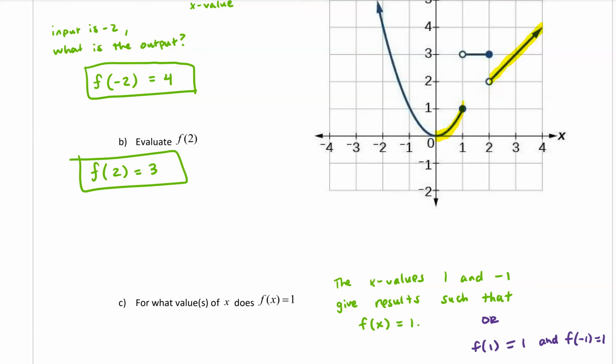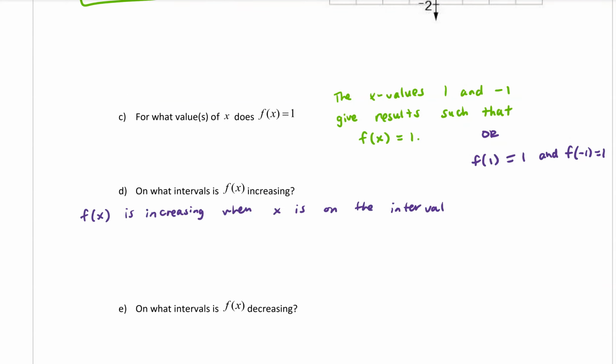Notice between 1 and 2, we have a horizontal line, which means that our graph is neither increasing nor decreasing there. So I want to somehow denote the highlighted intervals that I have pointed out on our graph. So I've gone ahead and I've started the first part of my sentence that represents my answer. It says, f of x is increasing when x is on the interval. And then we want to go ahead and write our solution in interval notation.